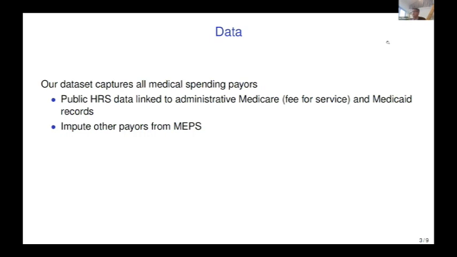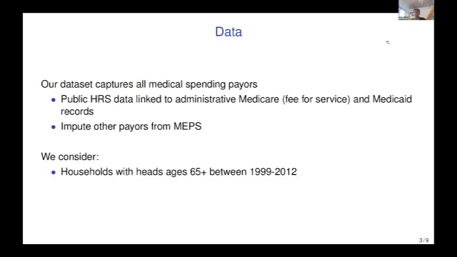What we've done is we've been able to link the HRS survey to administrative Medicare and also Medicaid records, and then to try and capture private payers, veterans benefits, and the like. We've also imputed all the other payers using data from the Medical Expenditure Panel Survey. And again, this is going to be household level data that we'll be thinking about.